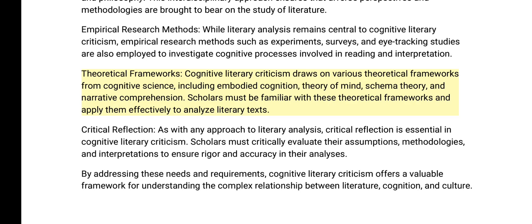Critical reflection. As with any approach to literary analysis, critical reflection is essential in cognitive literary criticism. Scholars must critically evaluate their assumptions, methodologies, and interpretations to ensure rigor and accuracy in their analyses.